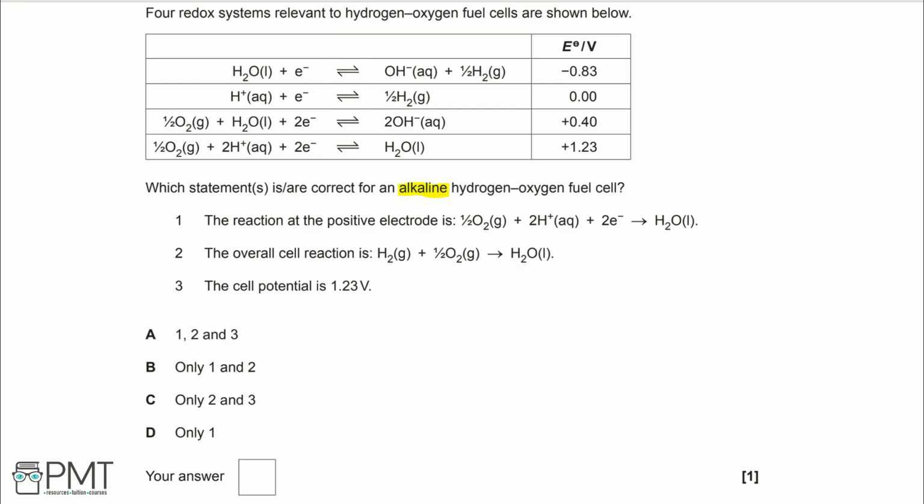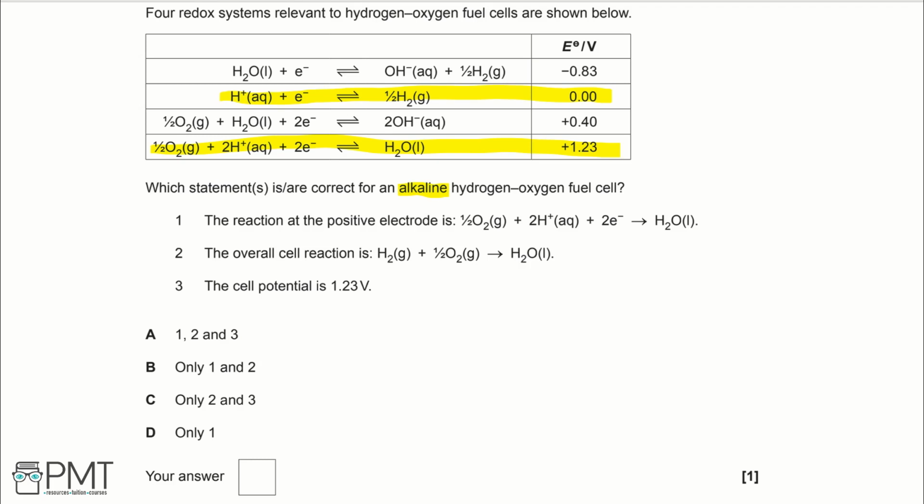So we can eliminate anything that's acidic in the hydrogen-oxygen fuel cells. So that would be this and this. Because these two redox systems involve H+, which are protons, and they are in acidic environments. Whereas with alkaline environments, we have an OH- produced. So we're looking at the other two redox systems.